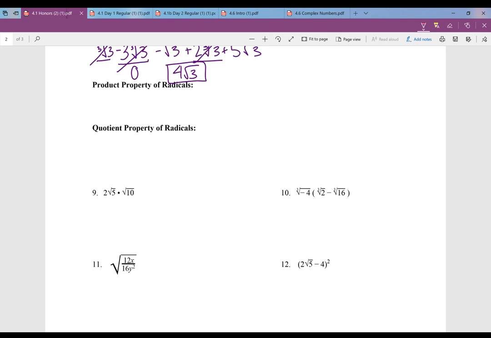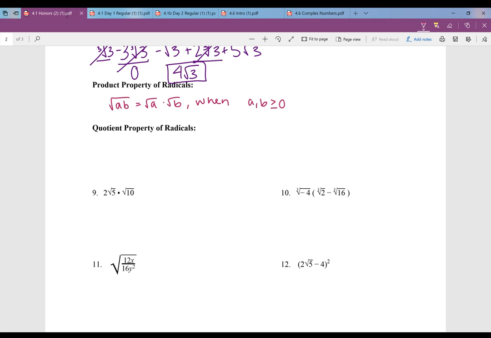Right, so at the very beginning, we talked about the product property of radicals. So we had the square root of AB is equal to the square root of A times the square root of B when A and B are greater than or equal to 0.